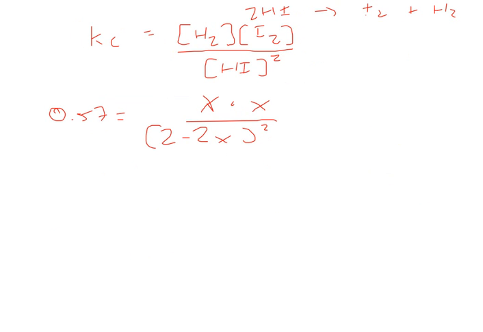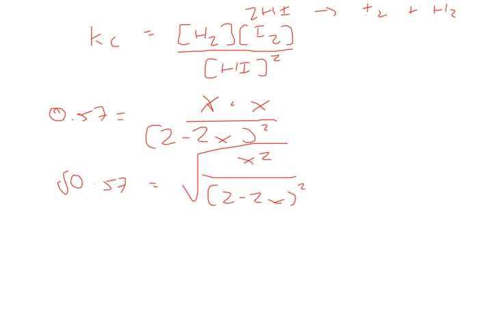Here's how I'd solve this one myself, by the way. I would say that you have 0.57, and it equals x times x over 2 minus 2x, but that's all squared, right? Isn't your x also squared? So on this one here, I can actually play a nice little trick. I can just square root both sides. And what I'll end up with then is x over 2 minus 2x, and then this side over here will be whatever the root of 0.57 is.